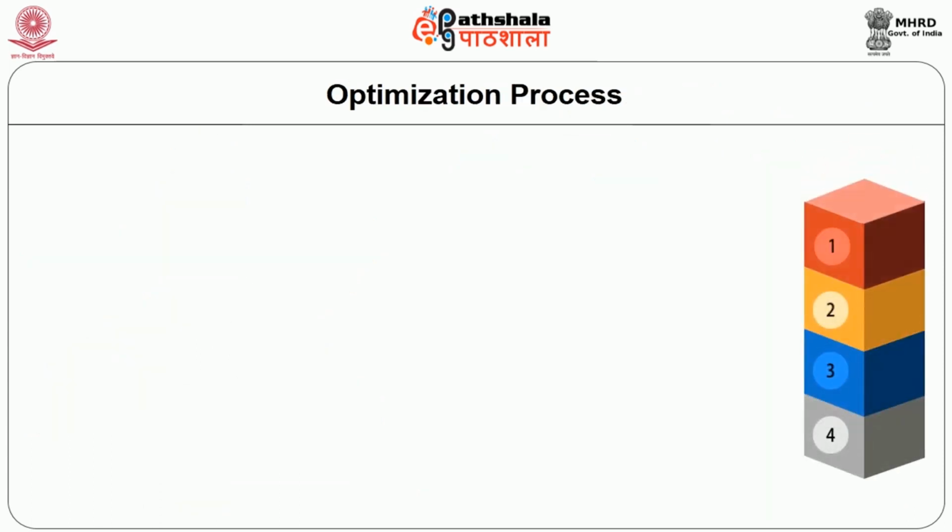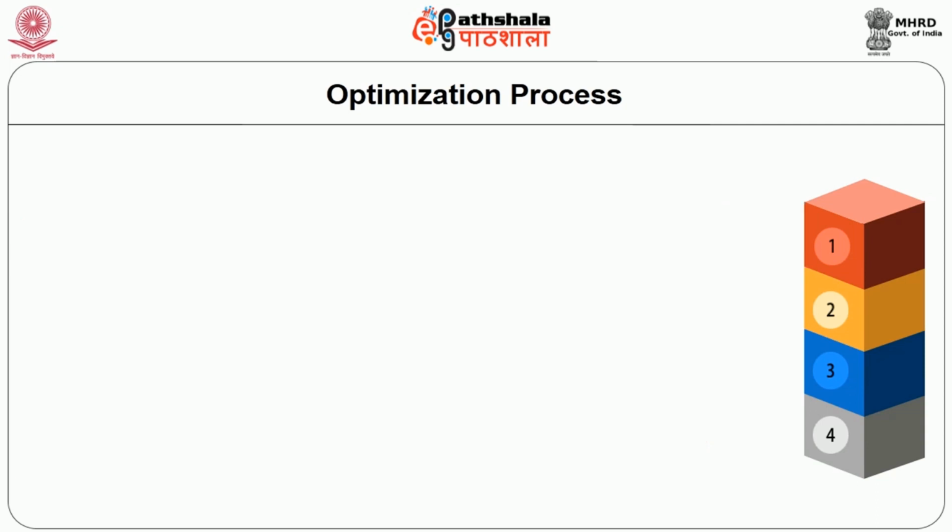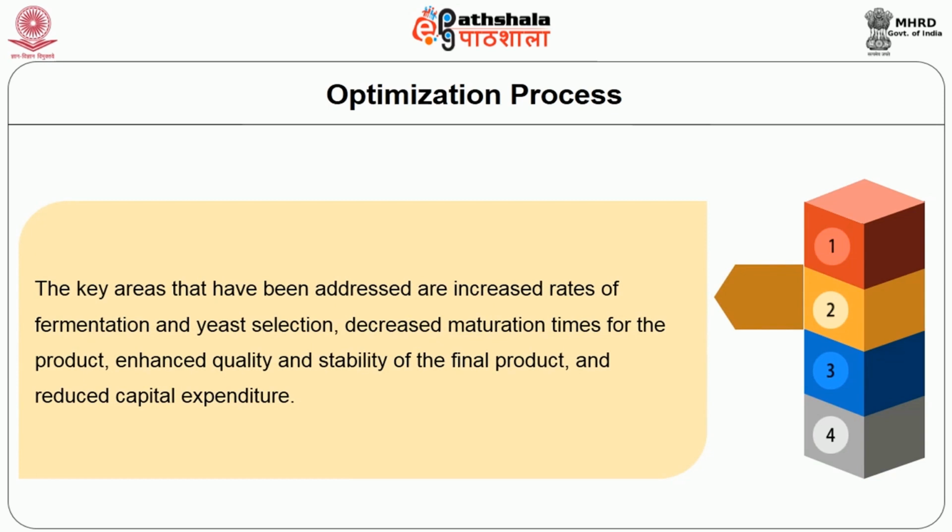How can process optimization be done to improve the technology? Leaner manufacturing, also called brewing intensification, is about process optimization, and increased efficiencies have been one of the main priorities for both large and small brewing and distilling companies and wineries. The key areas that have been addressed are increased rates of fermentation and yeast selection, decreased maturation times for the product, enhanced quality and stability of the final product, and reduced capital expenditure.